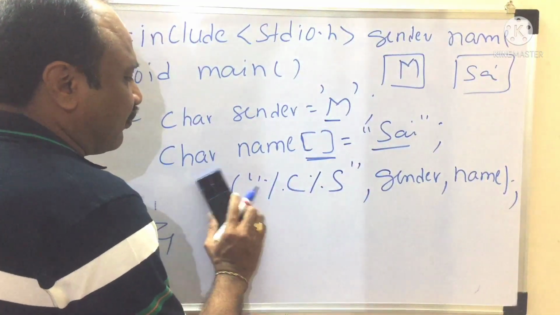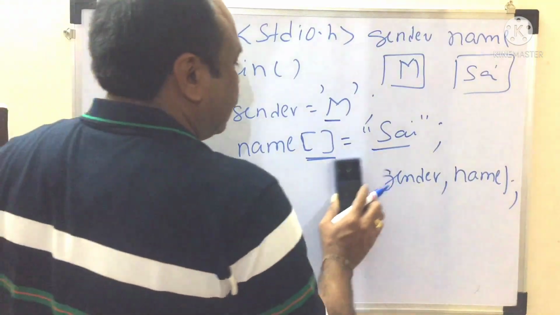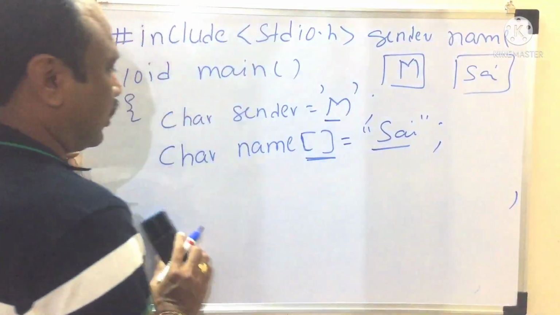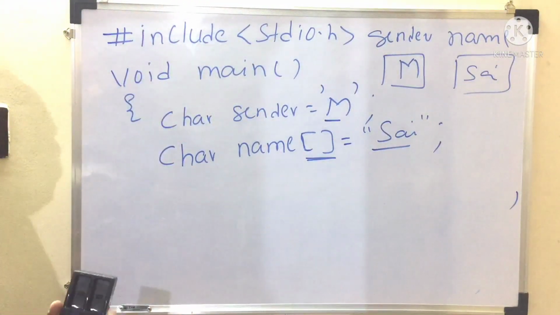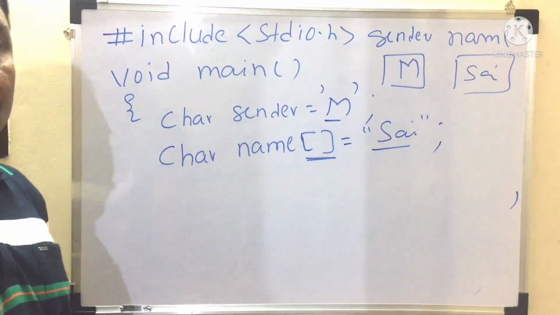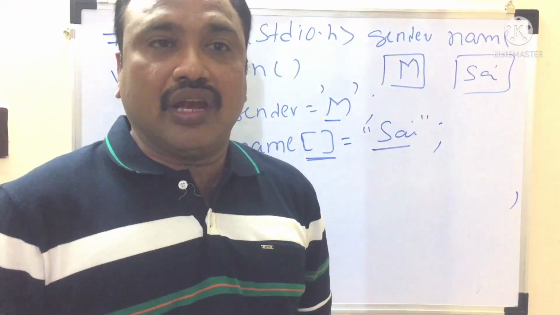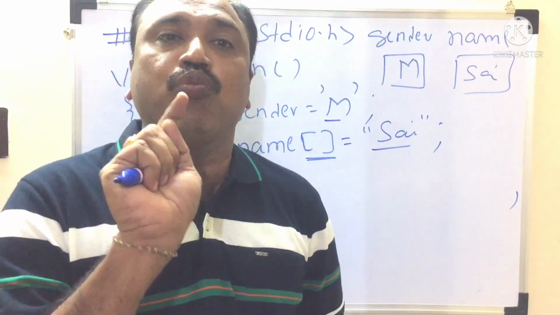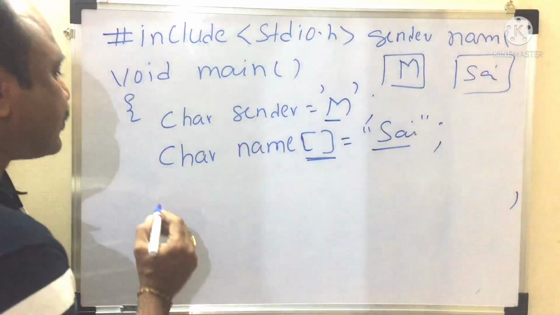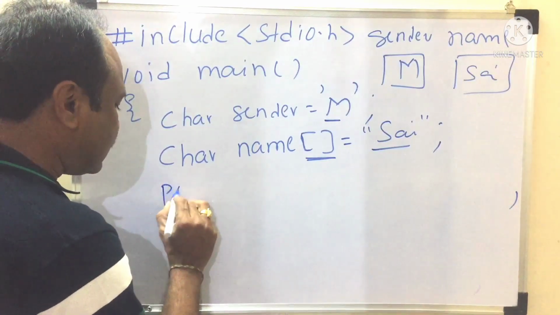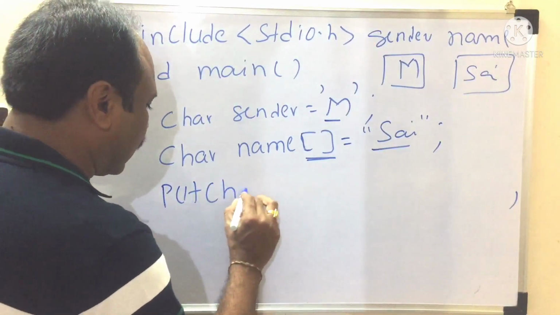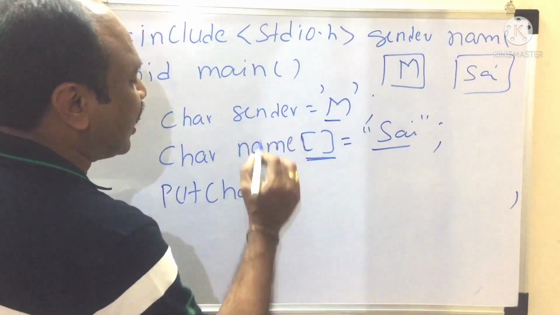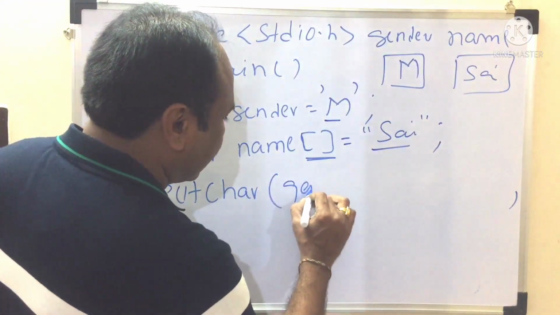Without using printf also we can print a character and a string. There are two more output statements. Along with printf we have two more output statements. They are putchar and puts. What is the purpose of putchar? To display a single character. Putchar, where is this character? Under the name gender.